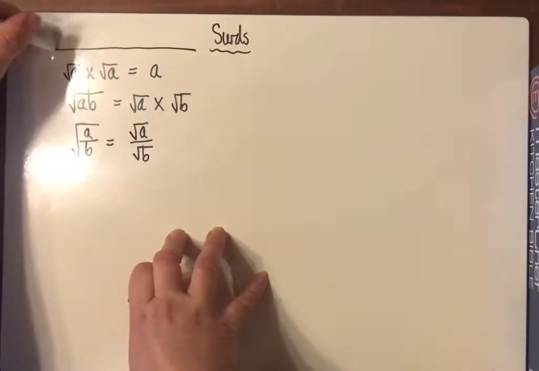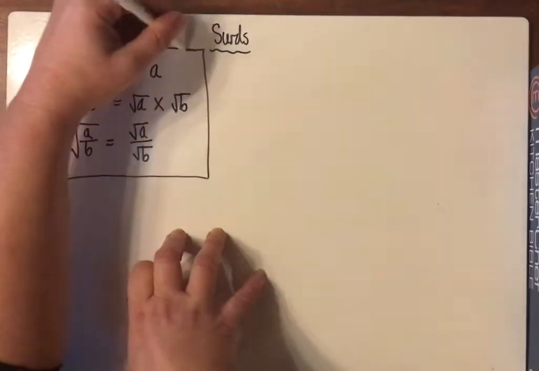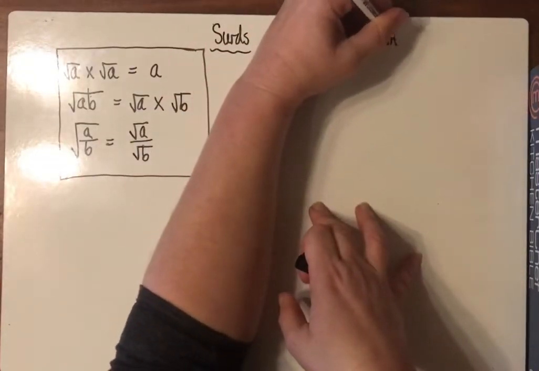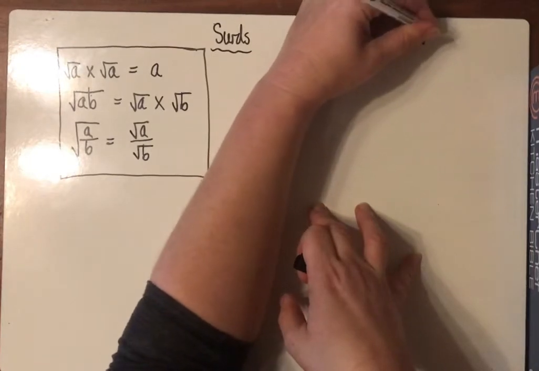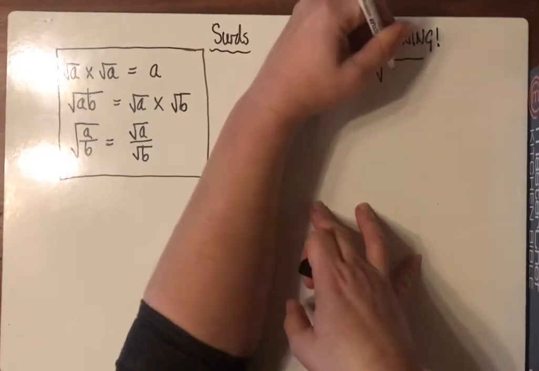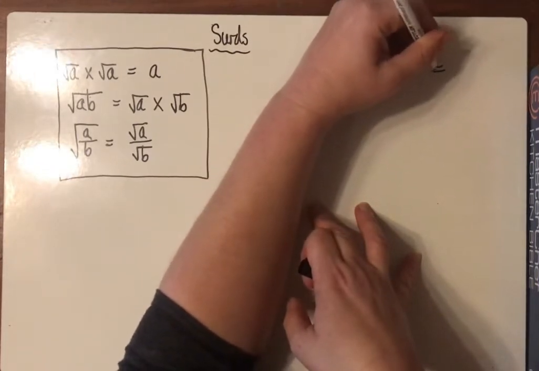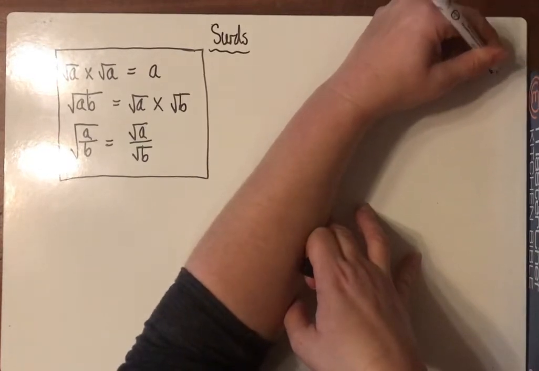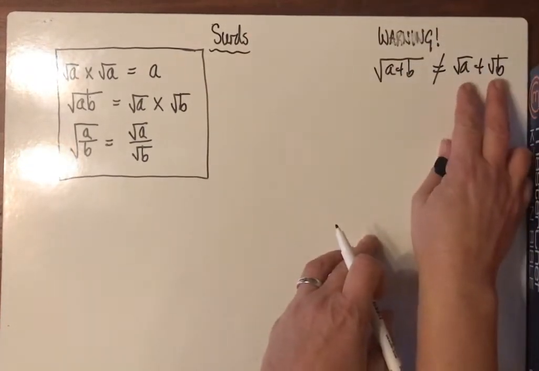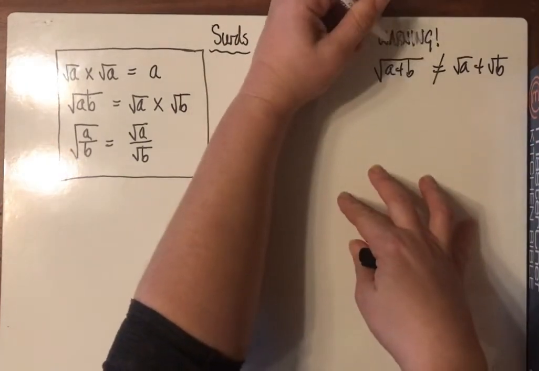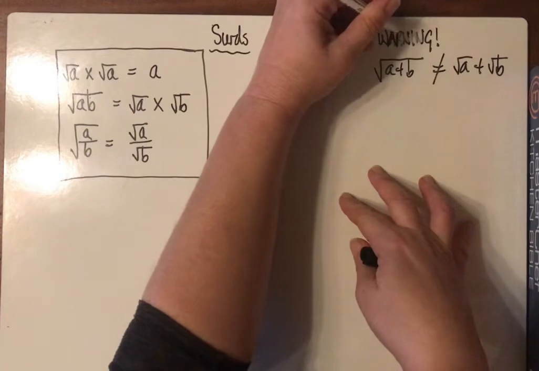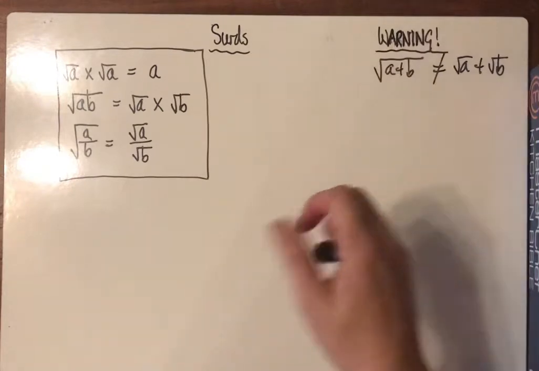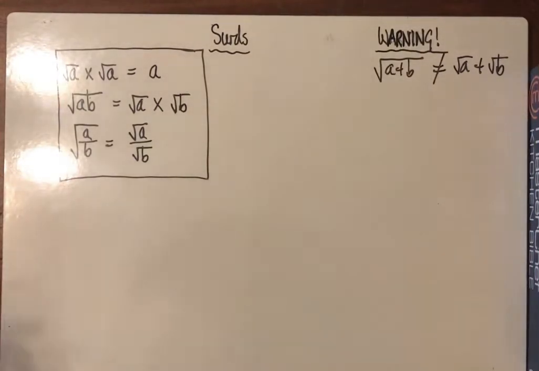The thing you mustn't do is split a square root across an addition. That is really bad maths. So the square root of A plus B does not equal root A plus root B. You just need to square that to convince yourself of that, and you will not get A plus B. So please be careful of doing that. It's a real rookie error, that one.